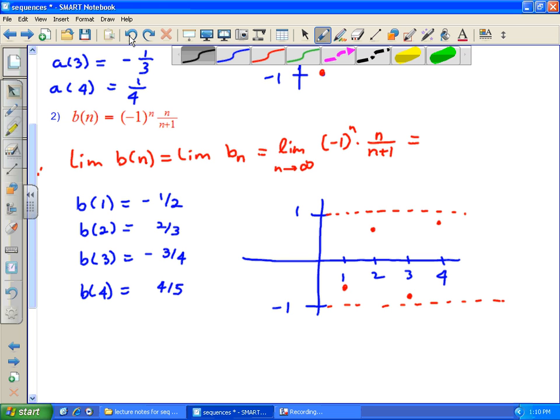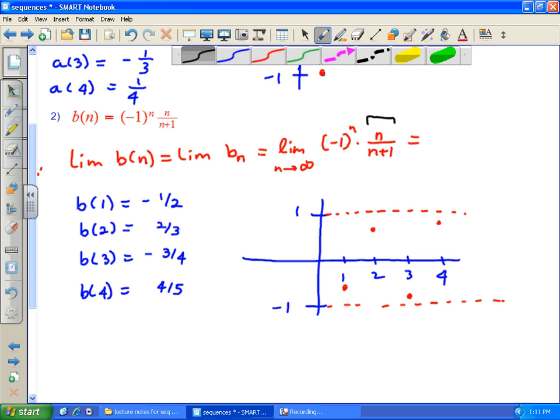Okay, first ignore the -1 to the n portion. Ignore that and just look at this portion, n over n plus 1. What is the limit of n over n plus 1 as n goes towards infinity? Degree of the top is equal to degree of the bottom. You could either use L'Hopital's rule, or if you remember those rules from Calc 1, they're really helpful in this chapter. If the degree of the top equals the degree of the bottom, what was that limit? If the degrees are equal, it's the ratio of the leading coefficients.